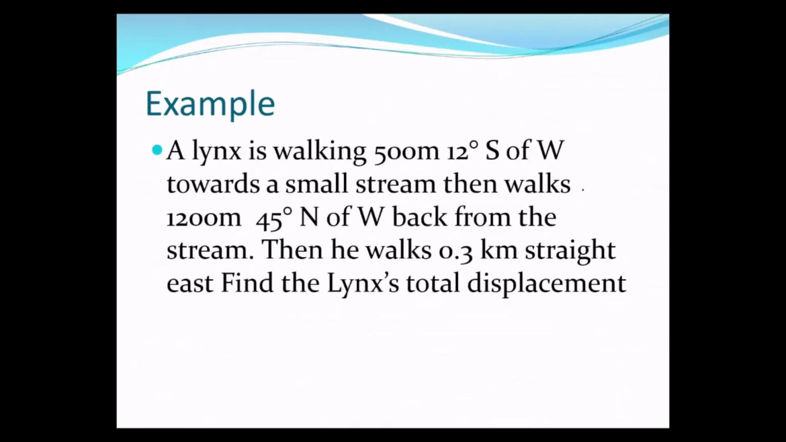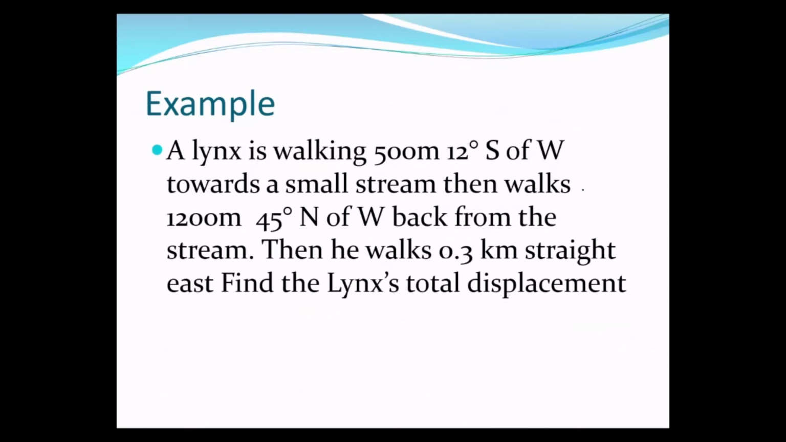Okay, so a lynx is walking 500 meters 12 degrees south of west towards a small stream, then walks 1200 meters 45 degrees north of west back to the stream. Then the lynx walks 0.3 kilometers straight east. Find the lynx's total displacement.